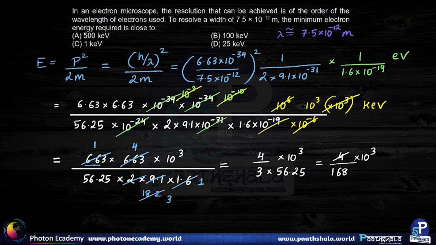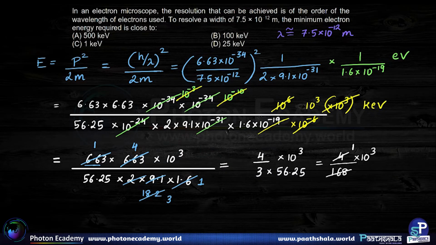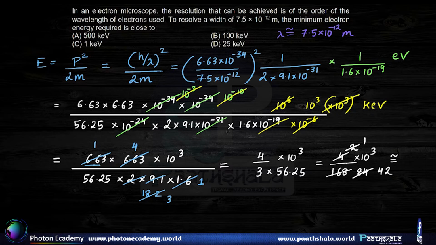If I divide by 2 over here, I get 84, and if I divide this again one more time, then I get 42. So we know that 10 raised to 3 divided by 40 is approximately 100 divided by 4. So this is approximately equal to 25. This is the best possible approximation.